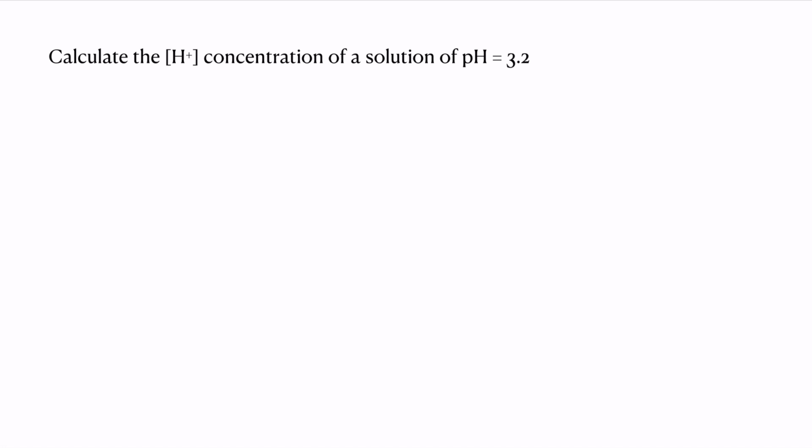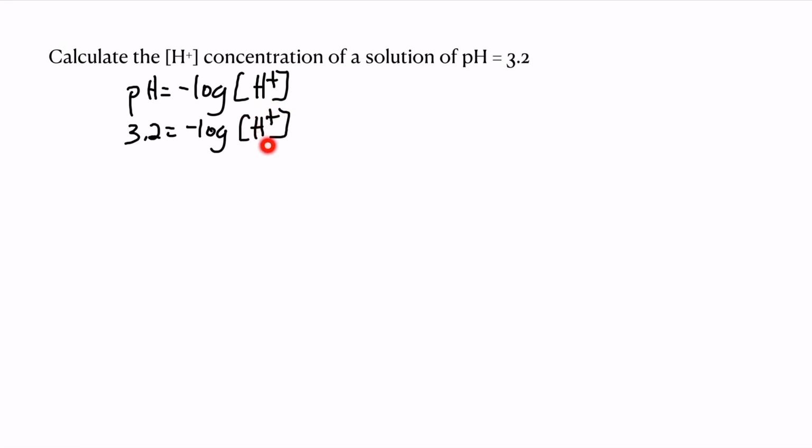In this example, we're going to calculate the H plus concentration given the pH of 3.2. We do this using our typical formula: pH is equal to the negative log of H plus concentration. We want to know this, but we're given the pH. So what we need to do is plug in, first of all, 3.2 is equal to the negative log of H plus.